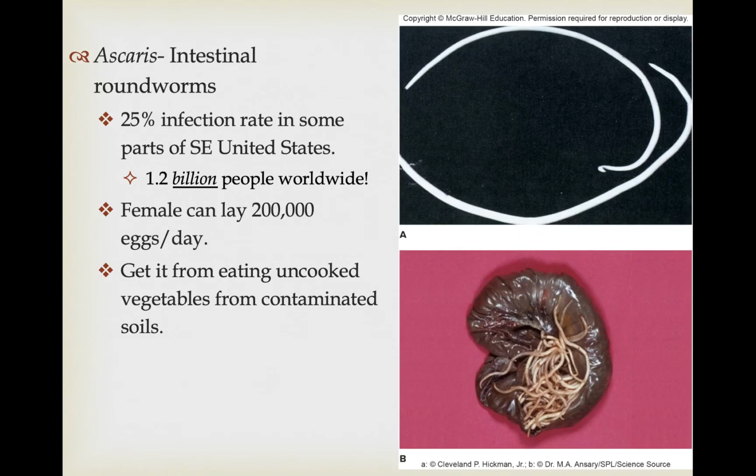In animals, one of the prominent parasitic forms is there are various species in the genus Ascaris. These are intestinal roundworms. The one that infects humans, it's about 25% infection rate in some parts of the southeastern United States, and about 1.2 billion people worldwide. This is because these worms are very proficient at reproduction. Females can lay 200,000 eggs per day. Now, how could you get this? Well, you get it by eating uncooked vegetables that come from contaminated soil. So it's important to wash and really cook your vegetables to kill off any potential Ascaris eggs.